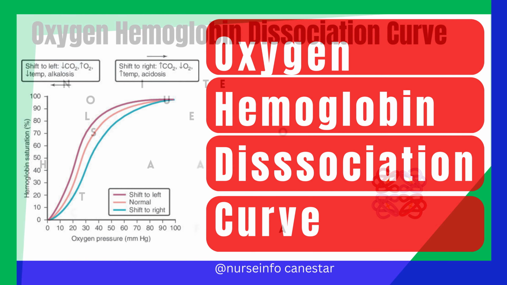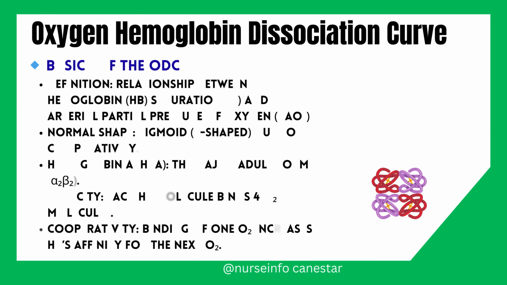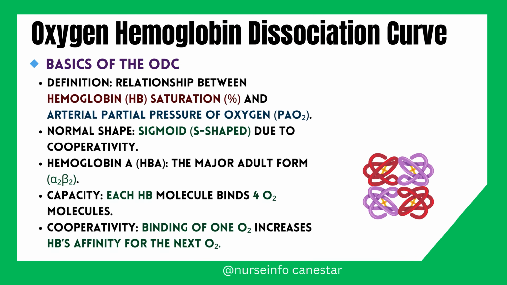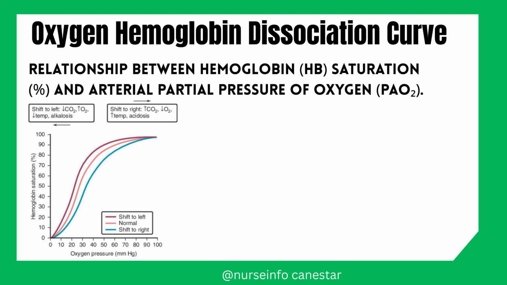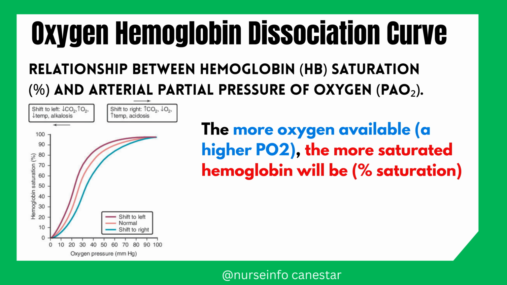Oxygen Hemoglobin Dissociation Curve. The Oxyhemoglobin Dissociation Curve, ODC, is one of the most recognized teachings of basic physiology. It describes the relationship between the saturation of hemoglobin and the partial pressure of arterial oxygen. Intuitively, it makes sense that the more oxygen available, a higher PO2, the more saturated hemoglobin will be, percent saturation.